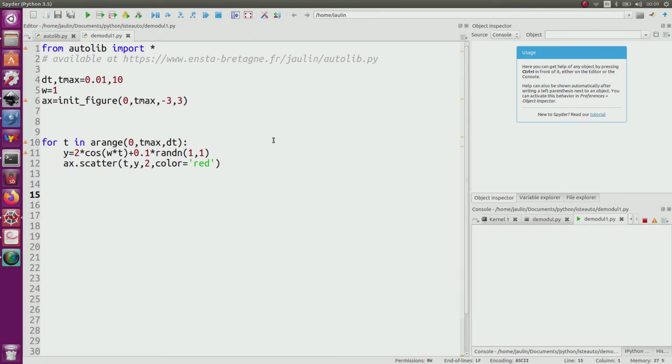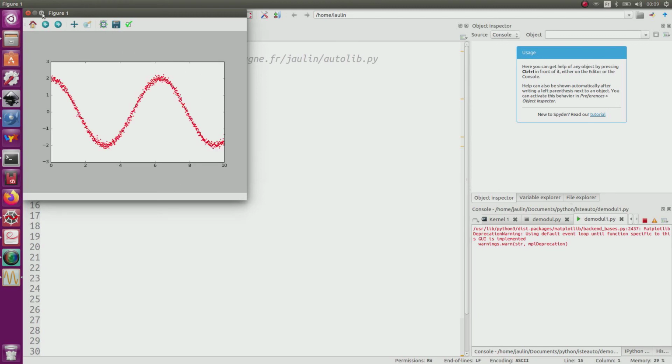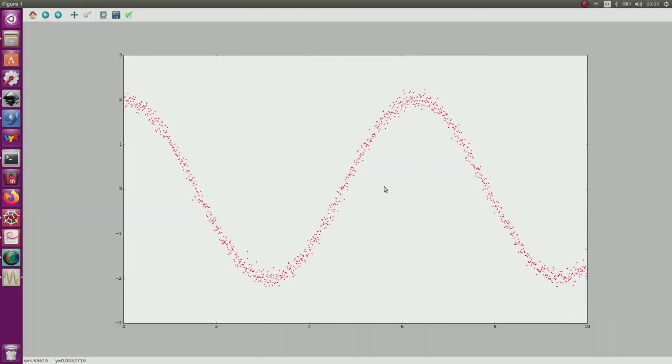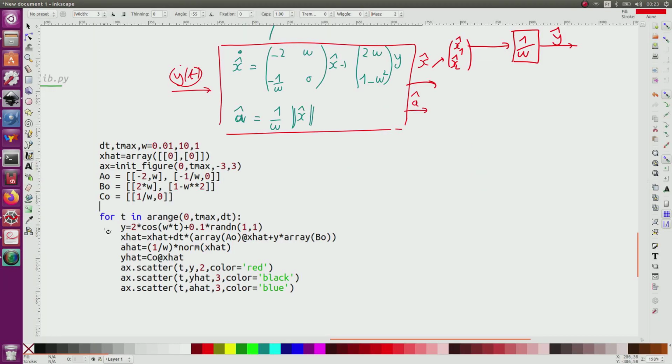So I run the program, and this is the signal I get, and all these points come from the noise. So I will have to estimate the signal, which we can guess in the middle of this cloud of points. So here I have my signal y of t, which is generated with some random perturbation. Here the amplitude 2 is to be found, and I will now program my observer.